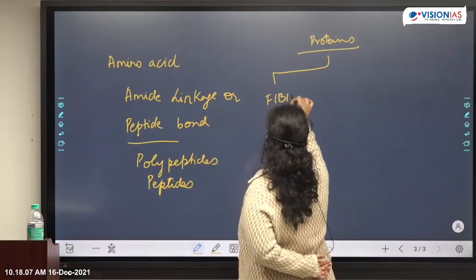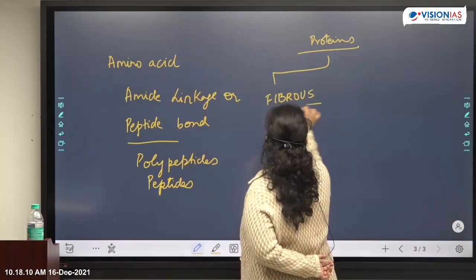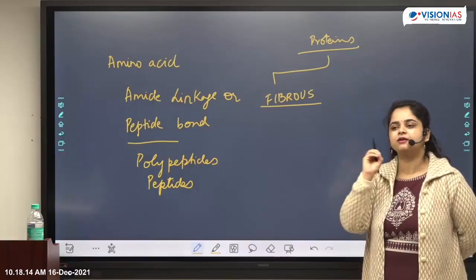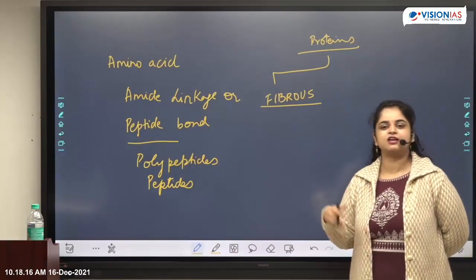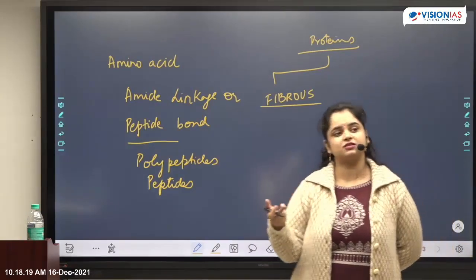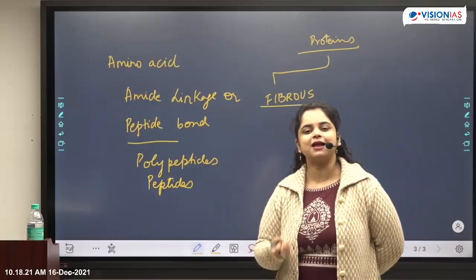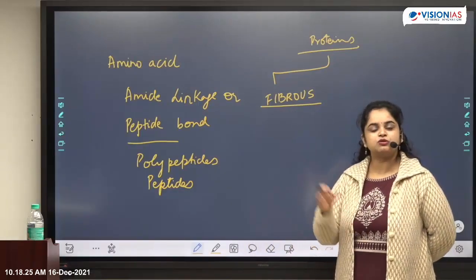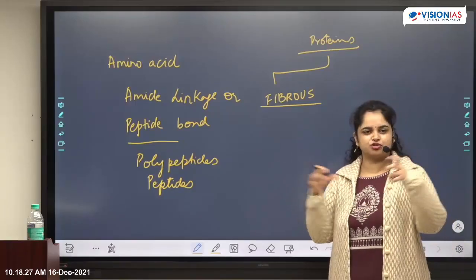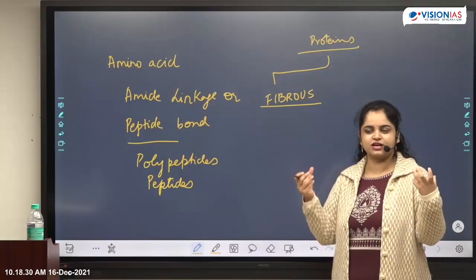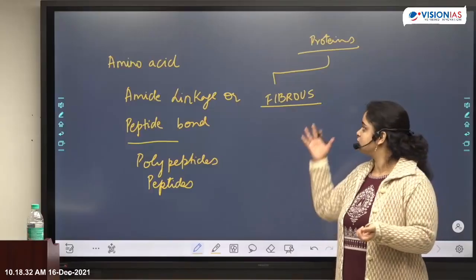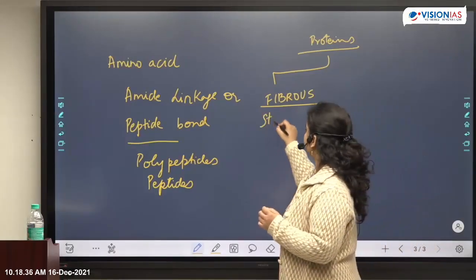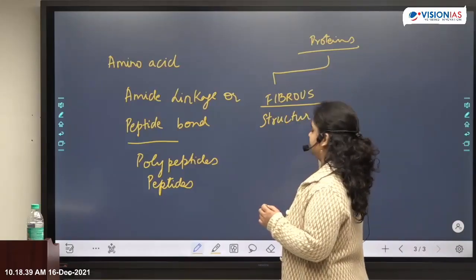The fibrous proteins form the different parts of your body, like your skin, your hair, your muscles. All of these are made up of fibrous proteins. You can also imagine the muscles to be like fibers, right? Or your skin or your hair in that sense. So they are supposed to be forming the structures of different parts.